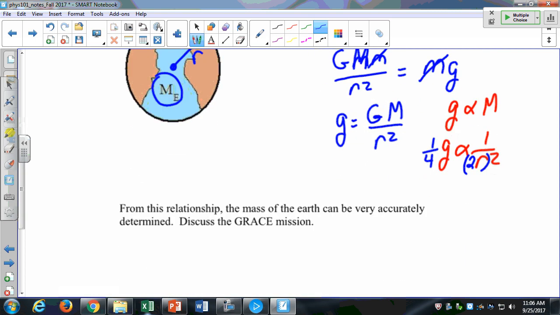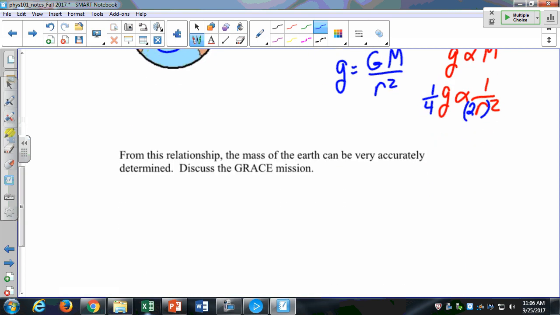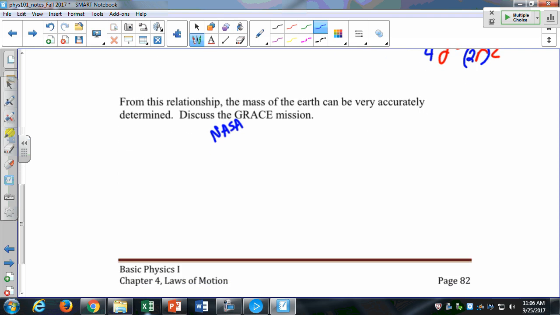You can measure the mass of the Earth very accurately, and that's what the GRACE mission has been doing for the past decade or a couple decades, I think. The NASA GRACE mission is a NASA satellite. It's actually a couple of twin satellites, and the way it works is, you have the Earth right here, and then you have this satellite that's going over it.